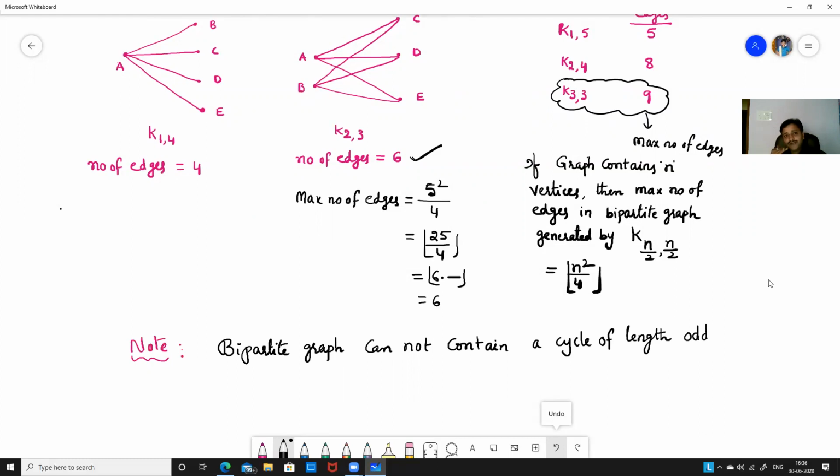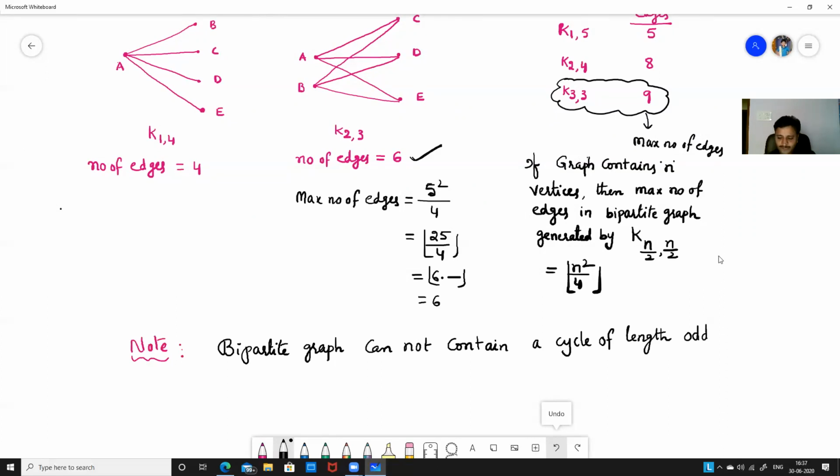But if the graph contains an even length cycle, or if the graph does not contain a cycle, we can also convert it into a bipartite graph. But a bipartite graph cannot contain a cycle of odd length. Remember that. This statement is the most important point. It is useful while doing problems in coloring.